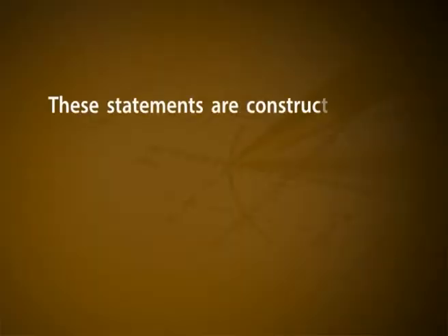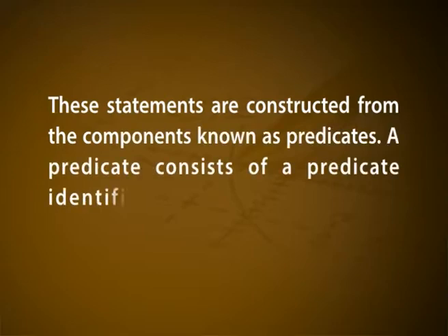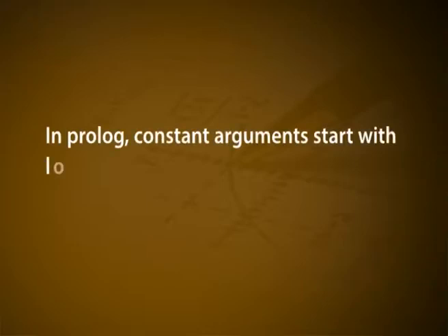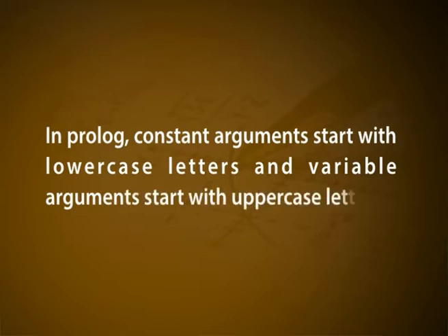Prolog. The programming language Prolog, or programming in logic, is a declarative programming language whose underlying problem solving algorithm is based on repeated resolution. Such languages are called logic programming languages. A program in Prolog consists of a collection of initial statements to which the underlying algorithm applies its deductive reasoning. These statements are constructed from components known as predicates. A predicate consists of a predicate identifier followed by a list of arguments. For example, the fact that a rabbit is faster than a turtle can be expressed as faster(turtle, rabbit). In Prolog, constant arguments start with lowercase letters and variable arguments start with uppercase letters.